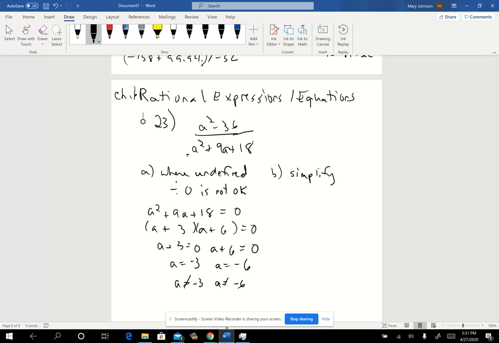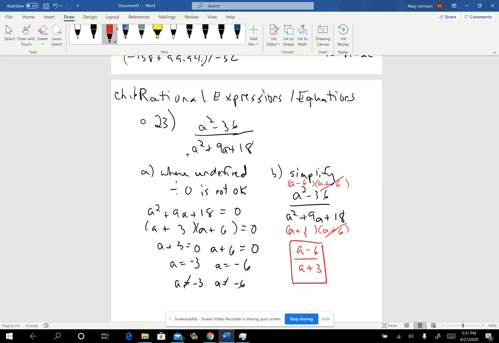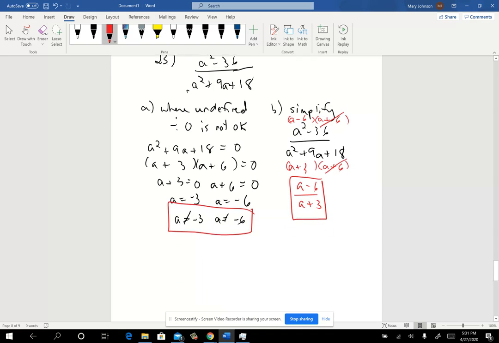The other thing we're going to do is take the original expression and simplify it. What I like to do is factor above and below each of these, because you can't cancel anything out until you've factored. We're going to cancel out the a plus 6, and what we have left is a minus 6 over a plus 3. So your answer to part A should be that a can't be -3 or -6, and your answer to part B would be the simplified form of that.